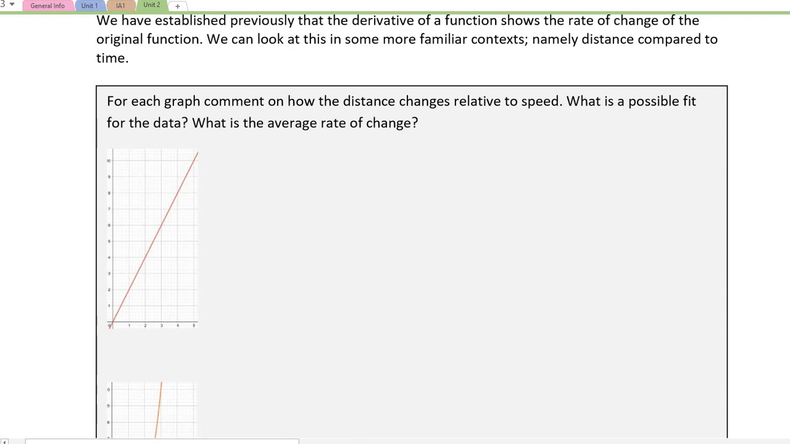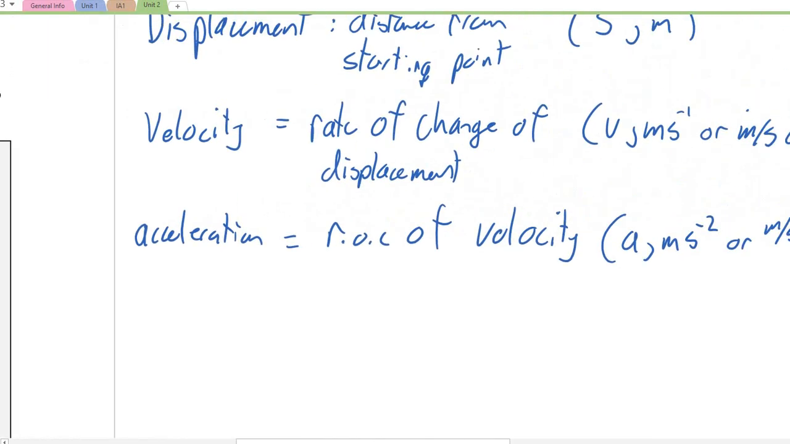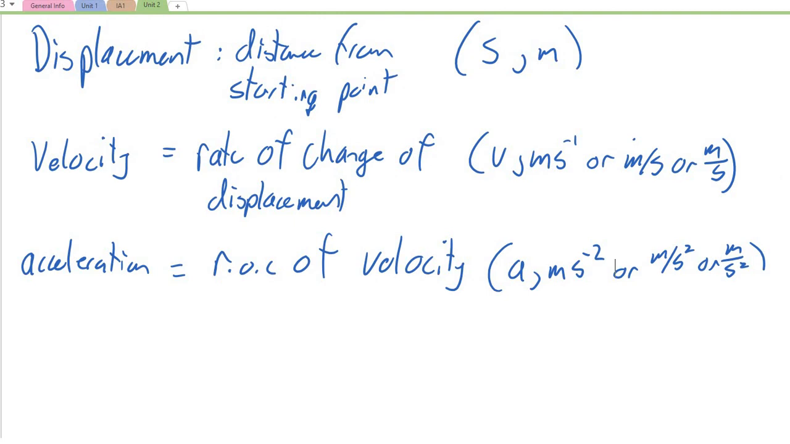Let's have a look at these problems in a second. I went to drink, and that is not my water bottle.